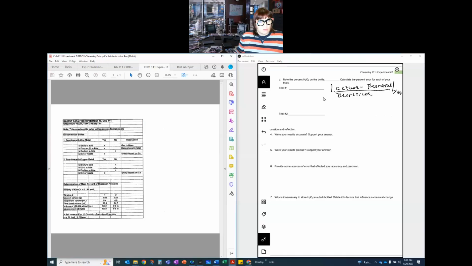Why is it necessary to store H2O2 in a dark bottle? So think about that. I'm not going to tell you. You can Google it if you really want to, but I want to know what that has to do with anything. That's for you to figure out and explain. I want to see what your logic is for whatever you tell me, because you could tell me any number of things.